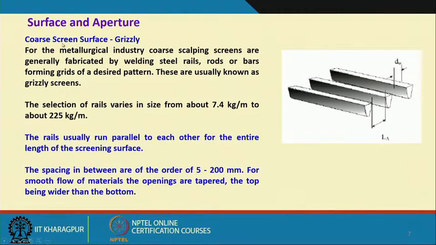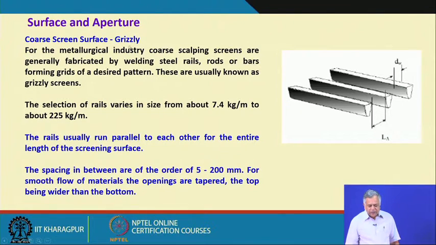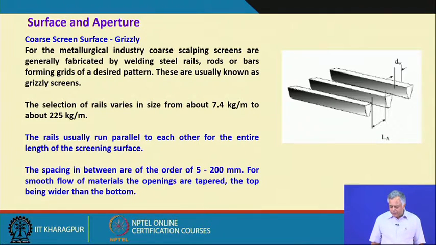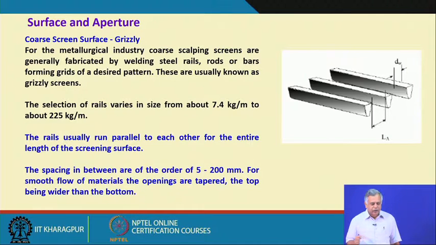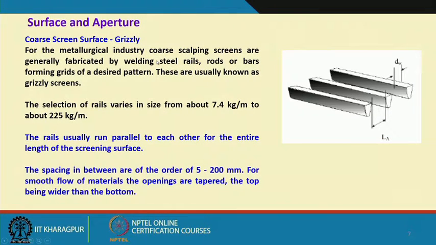Now, this is called a coarse screen surface. This is a typical screen which is used in most of the mineral processing operations, when the feed material to be processed comes directly from the mine site. That is called the grizzly, the popular name. They look apparently very simple in design, but there are certain aspects you have to take into consideration to improve their effectiveness. Now, these are nothing but the scalping screens, which we have discussed in detail in the previous lecture.